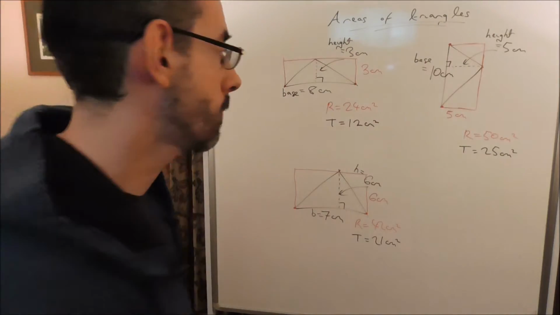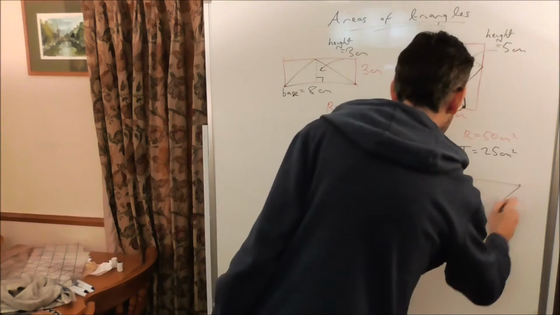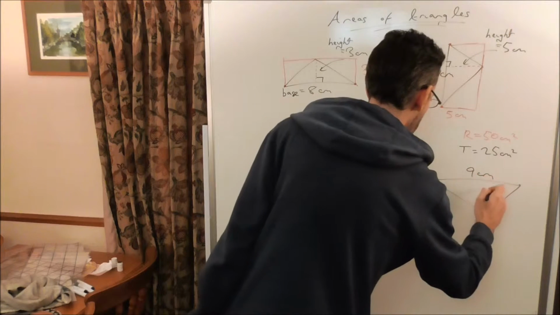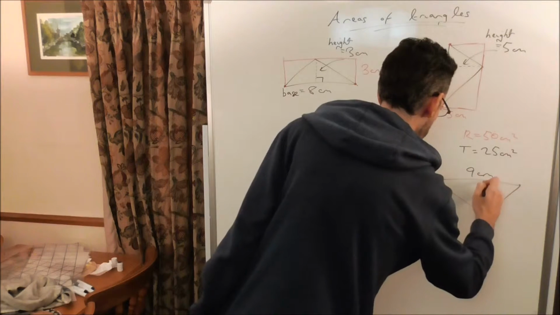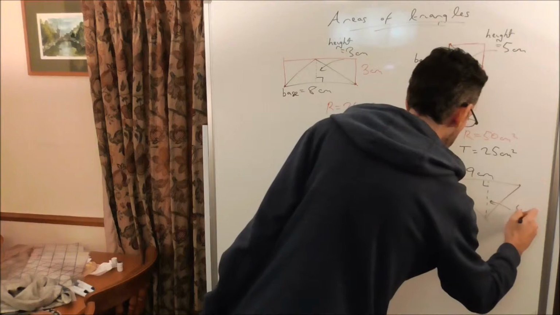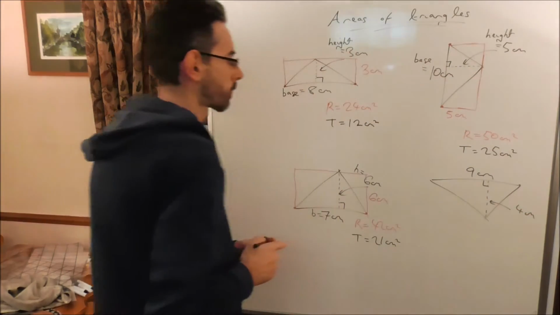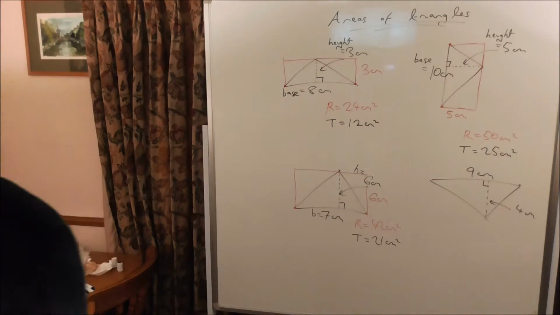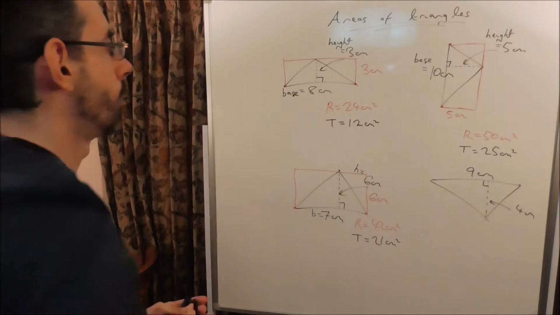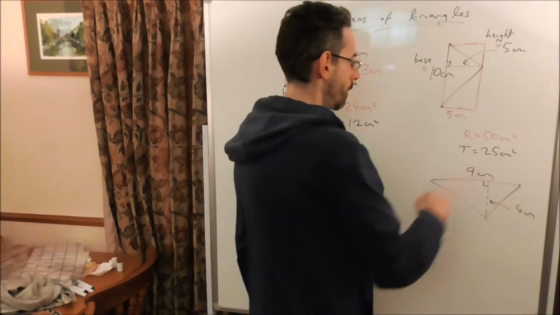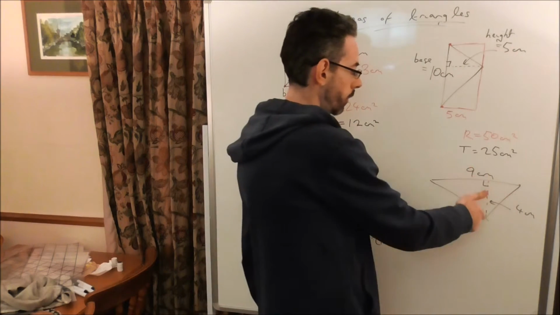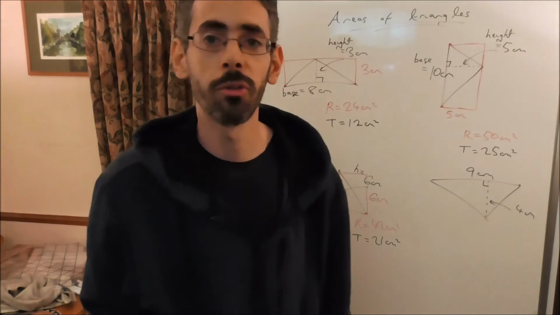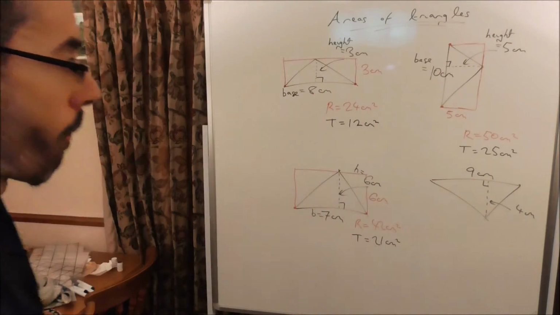Right, let's just do one more. Just do it over here. Let's say this side is 9 centimetres, and let's say the distance straight down is 4 centimetres. Right, do we have enough information to find the area of this triangle? Well, again, yes we do, because we've been given one of the sides. We've also been given the distance from that side, measured at right angles from that side, to the other corner. And that's all you need to find the area. So we've got enough information.